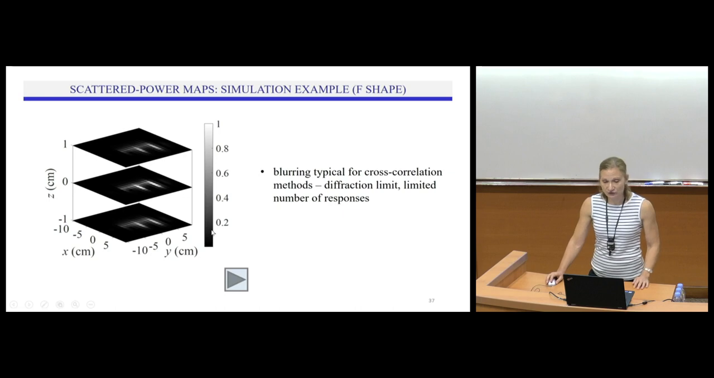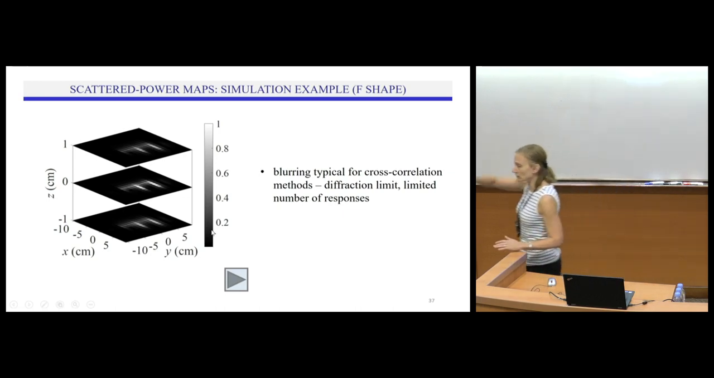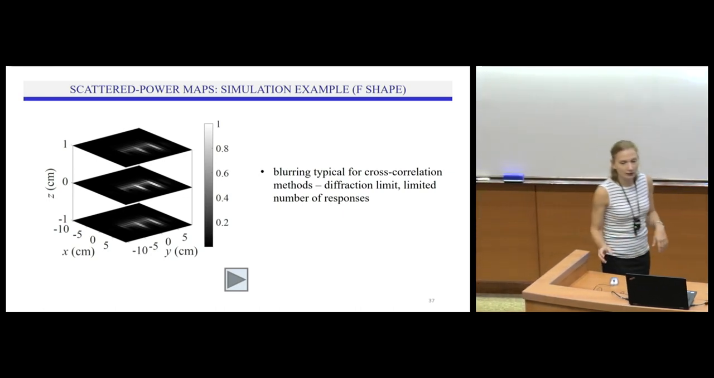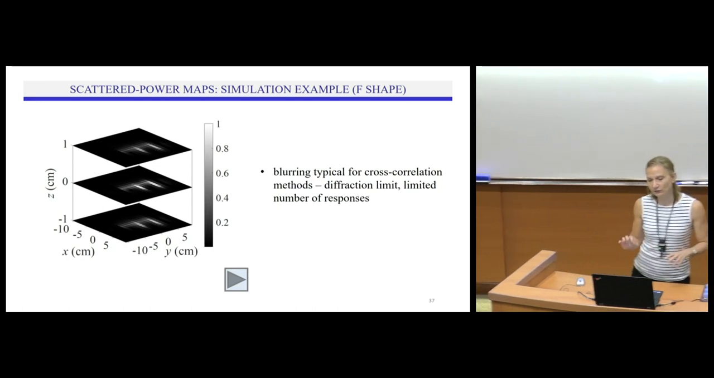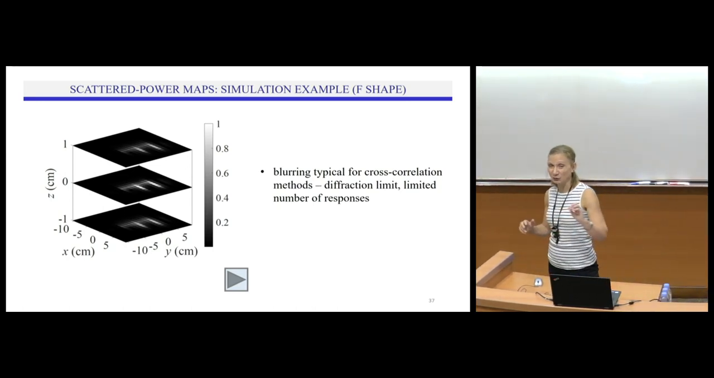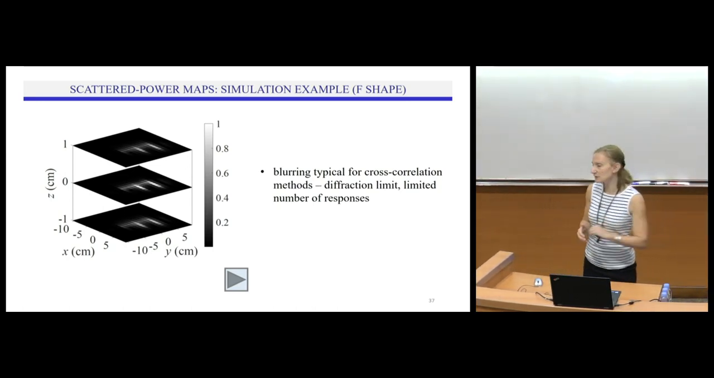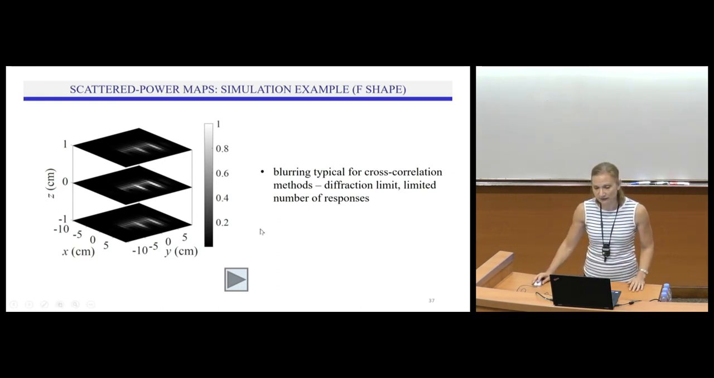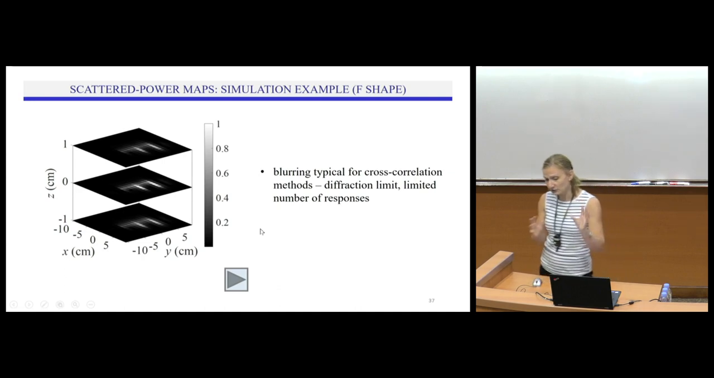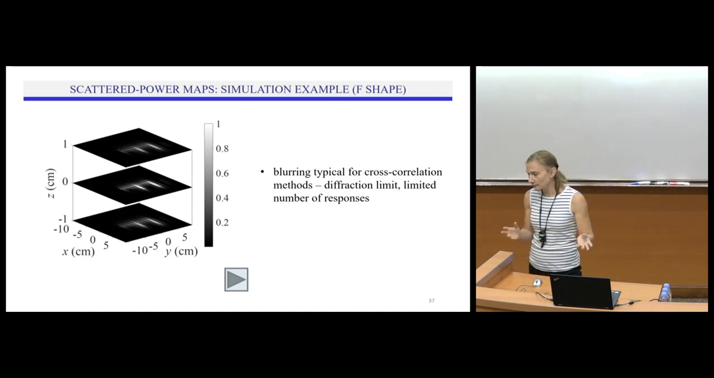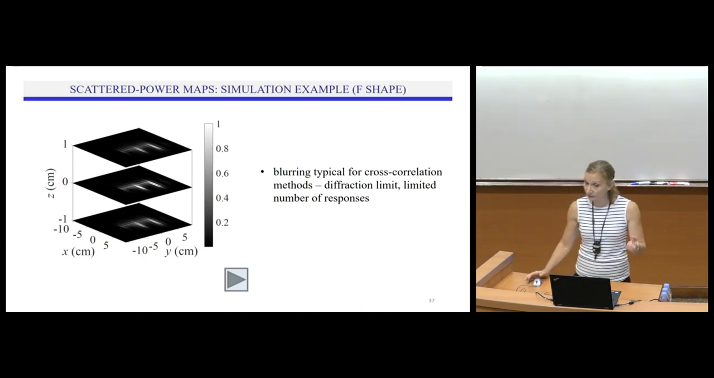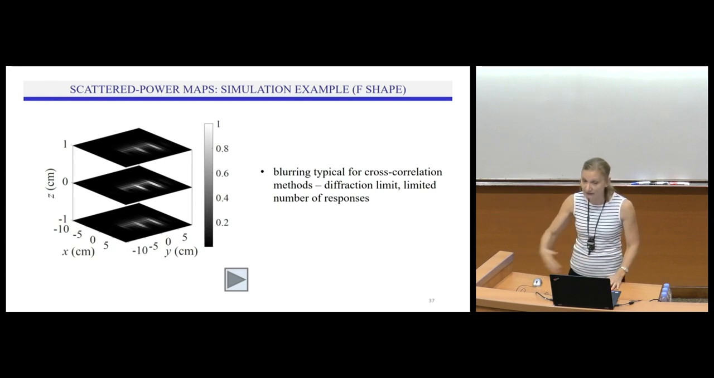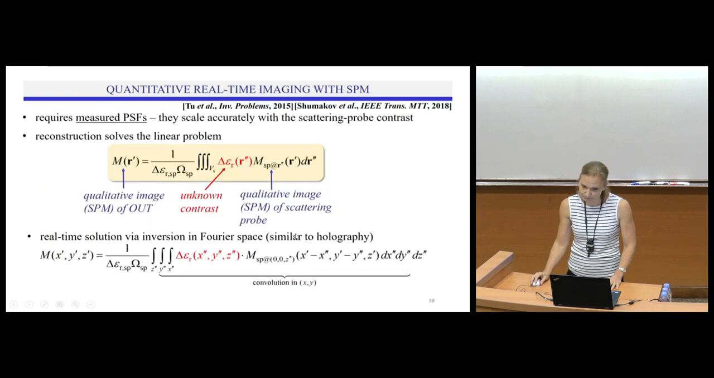For the F shape, you see we don't have much of a resolution in range. And also the images with cross-correlation methods are a little bit more blurred than what comes with the linear inversion solvers. So this result is perfectly understandable. The sharpness of the image certainly can be improved if you keep increasing the number of responses. But of course, under experimental conditions, this is not very easily done.